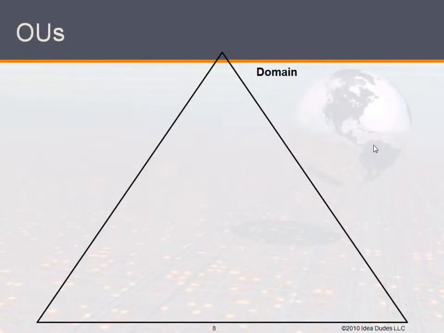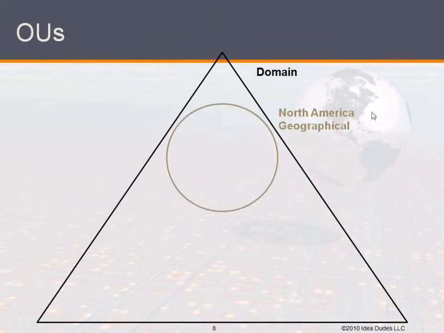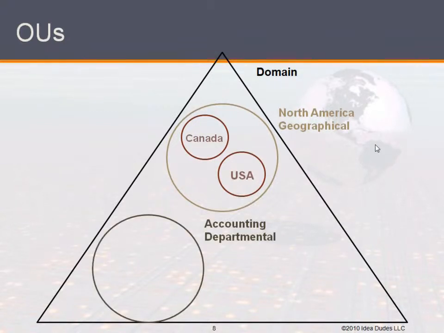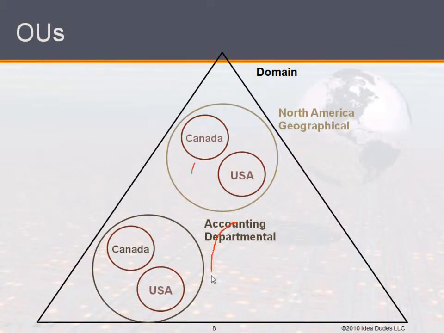So let's go ahead and look at OUs. Well, we have domains. We have North America geographical. That would be an example of OUs, so we can do it through geographical: Canada, United States. And then we have the accounting department, Canada and United States. So we can go departmental. Within our domains, we can have what are known as sites.